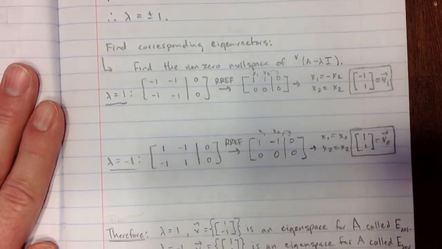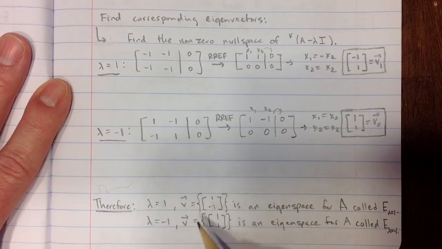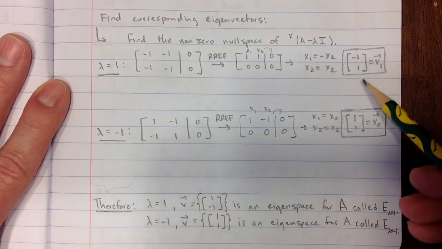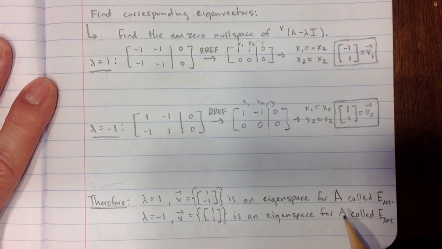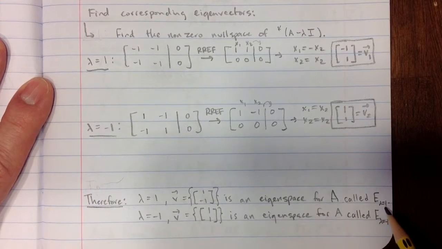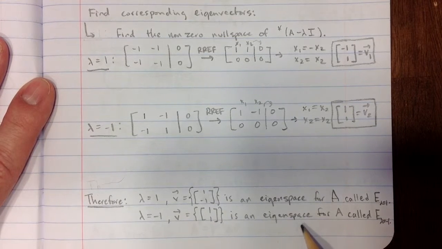So that's it. Therefore, for lambda equal 1, we have this eigenvector 1, negative 1, or negative 1, 1. See, I even used a multiple down here. And this is called the eigenspace for A, associated with eigenvalue 1. And for negative 1, I have the vector 1, 1. So this is the eigenvalue and eigenvector associated with the eigenspace of A, called E sub lambda equals negative 1.